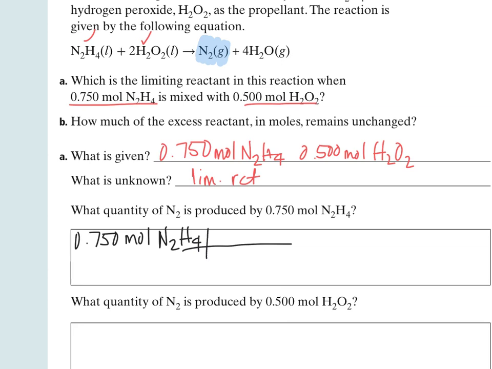So, I'm starting with my T-chart, and I want to switch from N2H4 to the nitrogen gas, correct? So that means moles of N2H4 go on the bottom of the fraction. Moles of nitrogen gas, which is N2, goes in the top of the fraction.